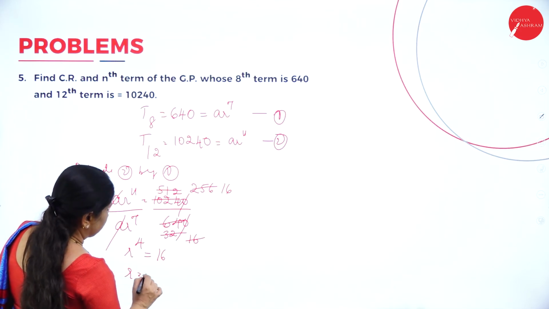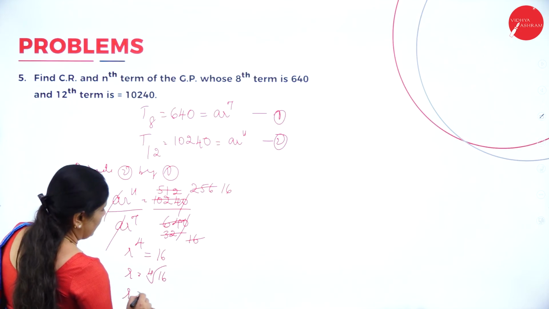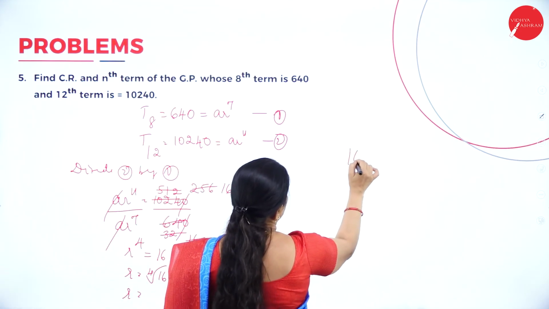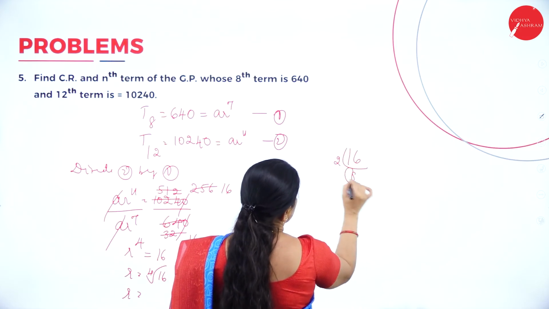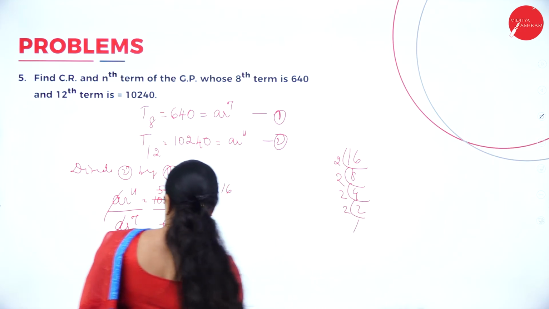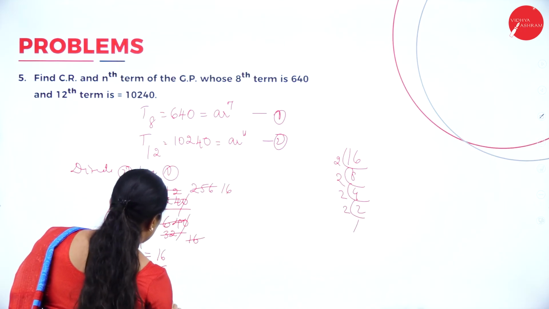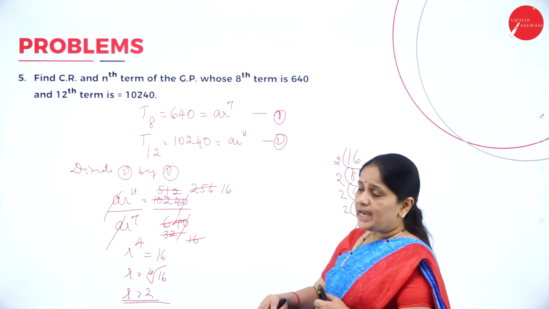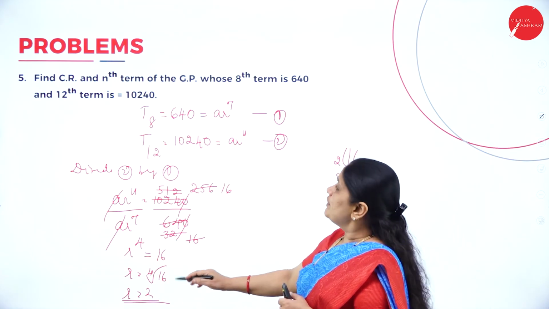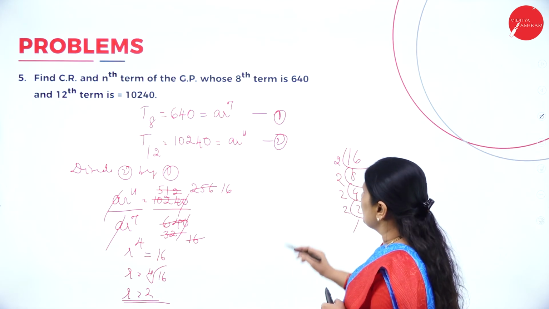So R will be equal to 4th root of 16. R will be equal to, we simplify this 16 here. 2 8s are 16, 2 4s are 8, 2 2s are 4, 2 1s are 2. So R equals 2 is the answer. Now we have to find the value of A. So substitute the value of R equals 2 in equation 1.